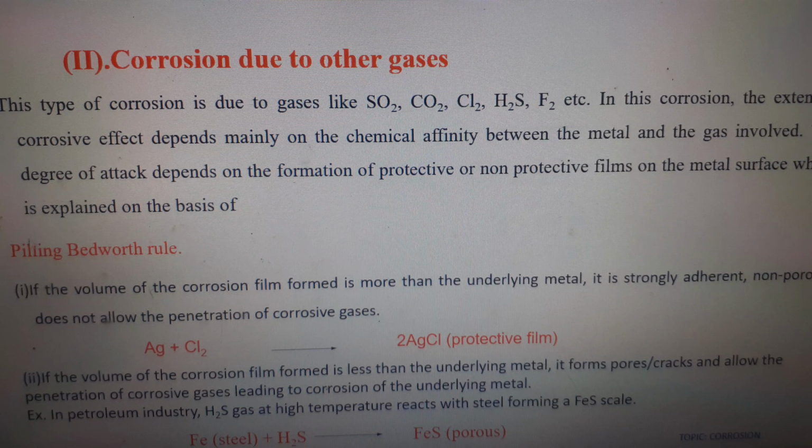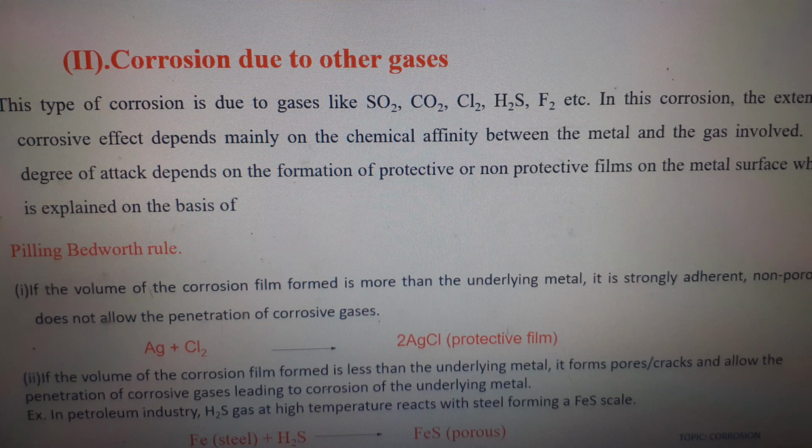What is the Pilling-Bedworth rule? It says that if the volume of the corrosion film formed is more than the underlying metal, it is strongly adherent, non-porous, and does not allow the penetration of corrosive gases. The example is silver. When it comes into contact with chlorine, it forms AgCl, a protective layer. No further corrosion will take place.